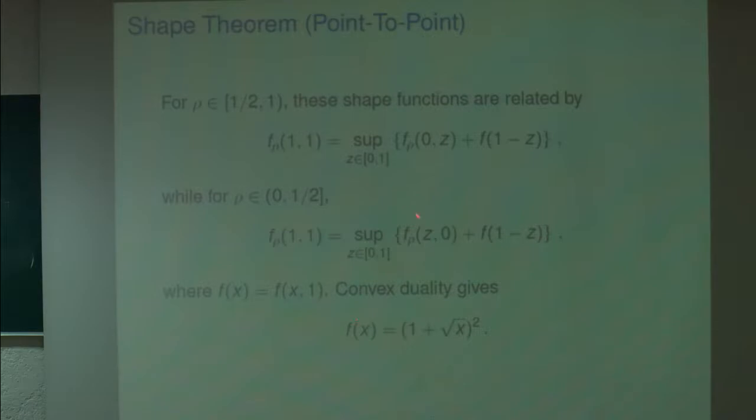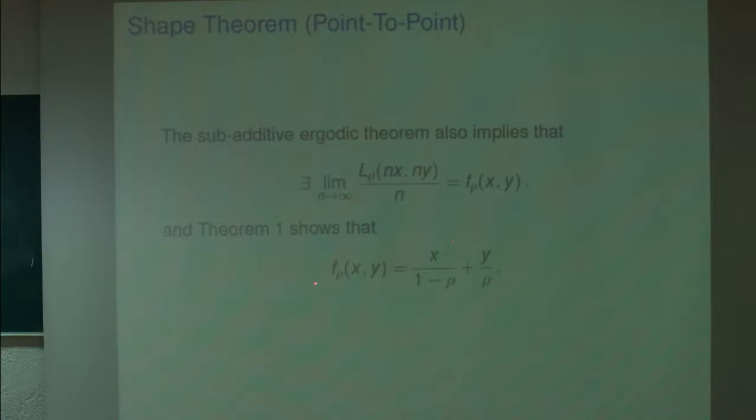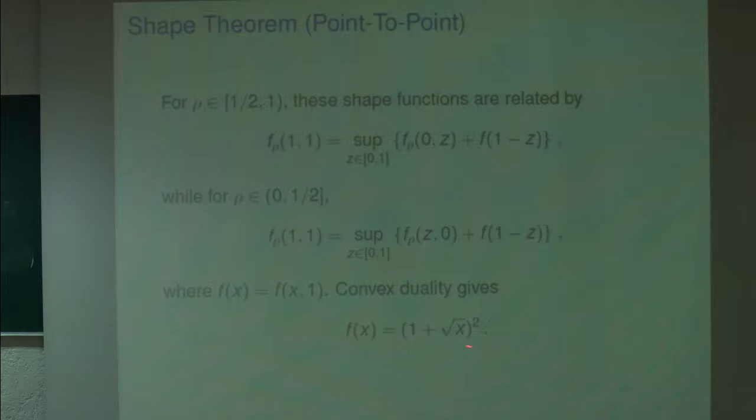Okay, so the message is essentially that as soon as you know what the invariant measure, or the limit shape, is for the invariant model, then you can compute the limit shape for the point-to-point model. Okay?